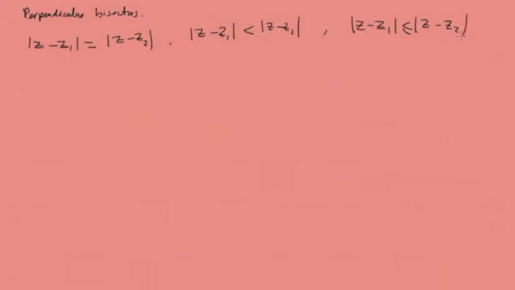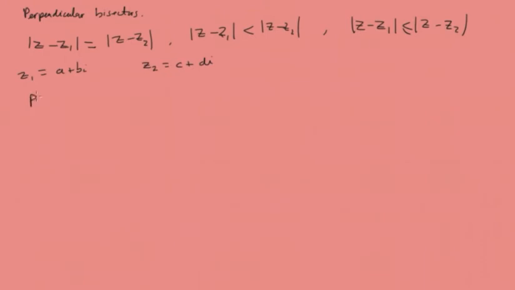So if we had |z − z1| = |z − z2|, that's our first scenario. Our second one is going to be |z − z1| < |z − z2|. And thirdly, no surprises, |z − z1| ≤ |z − z2|. What does that mean? So first let's define z1 as a + bi, and z2 is c + di.